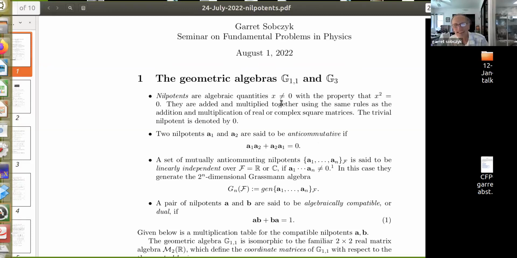Because I did assume that x squared is equal to 0, I'm defining a Grassmann algebra in terms of the basic generators of the Grassmann algebra, which I call nilpotents because they have square equal to 0. So I guess I'm doing things in a little different way than people normally do. Again, I'll read that: a set of mutually anti-commuting nilpotents is said to be linearly independent if the product of these things is not equal to 0. In this case, they generate a 2 to the n-dimensional Grassmann algebra.